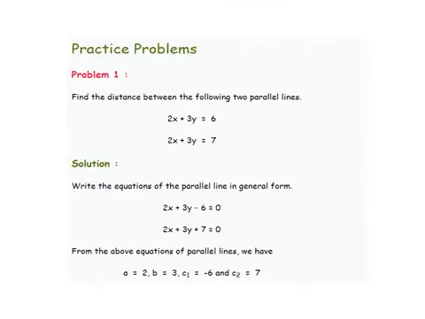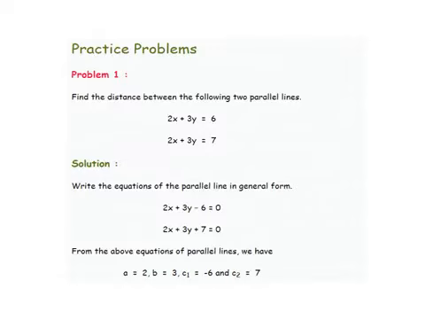Practice problem. Find the distance between the following two parallel lines. If the lines are given 2x plus 3y equals 6, 2x plus 3y equals 7, then write the equations in general form like that: 2x plus 3y minus 6 equals 0, 2x plus 3y plus 7 equals 0. From the above equations of parallel lines, we have a equals 2, b equals 3, c1 equals minus 6 and c2 equals 7.